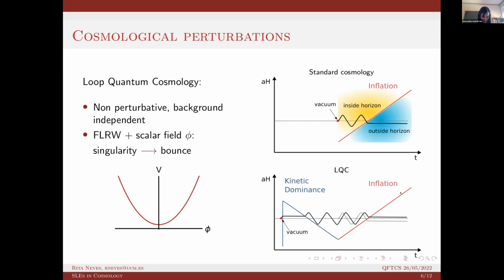So the recipe is to fix the vacuum, evolve with the equations of motion, which will now have corrections from loop quantum cosmology, and compute power spectra at the end of inflation.